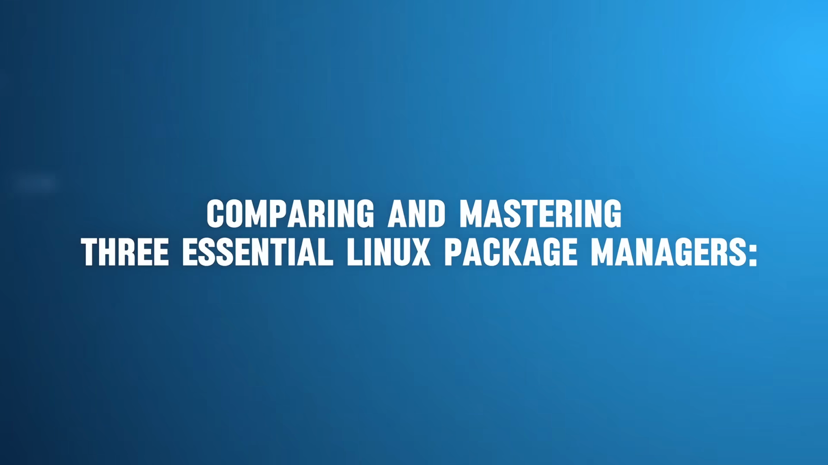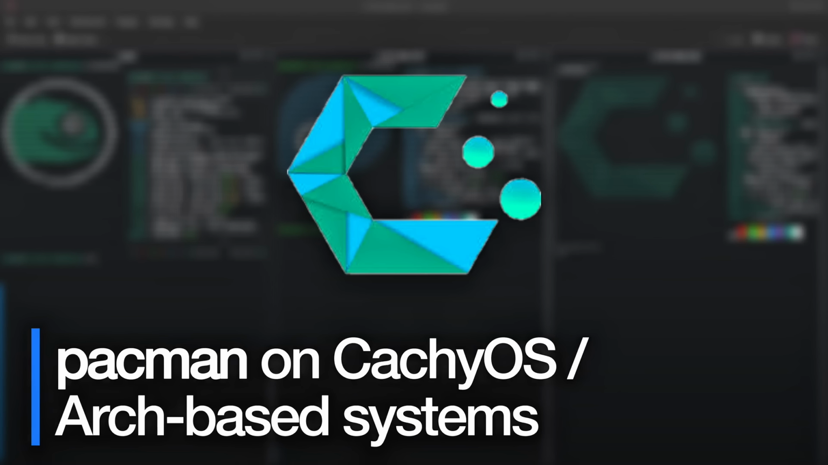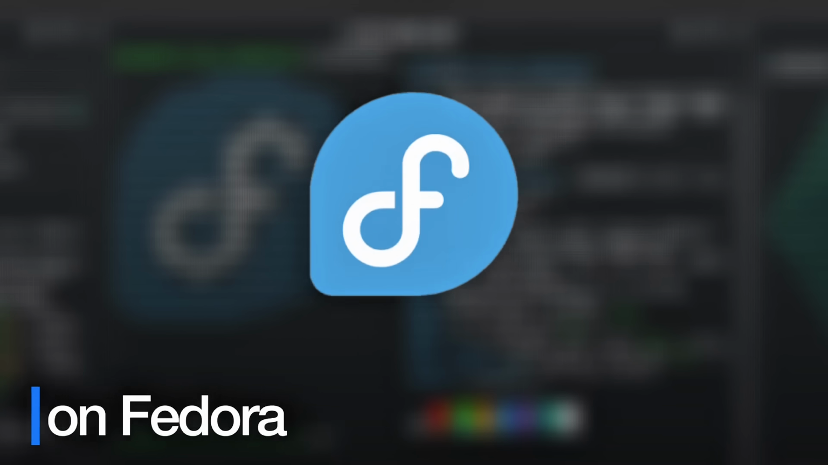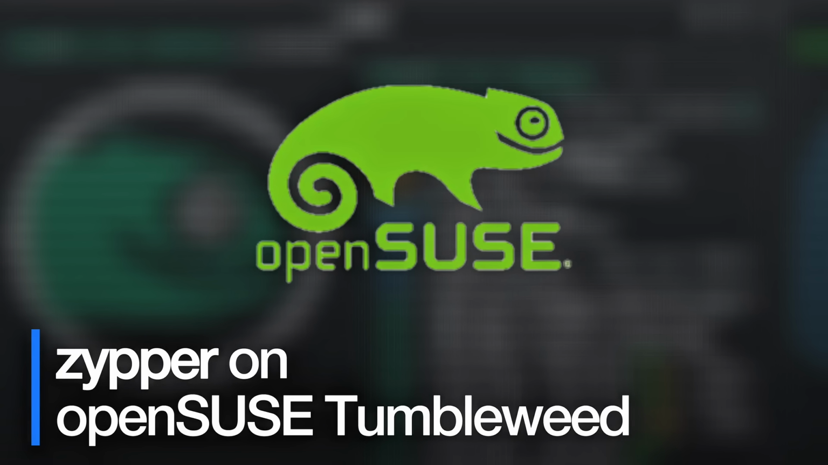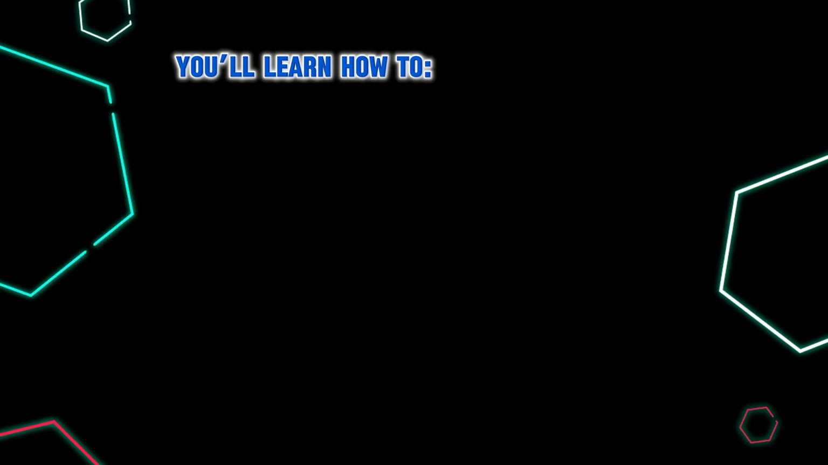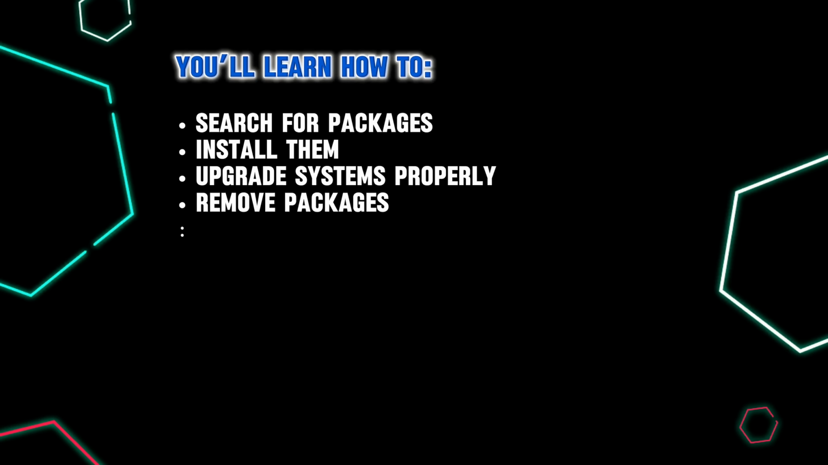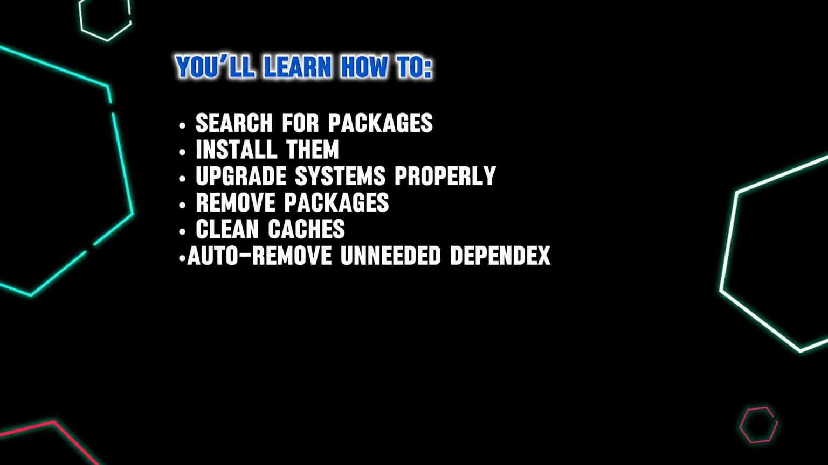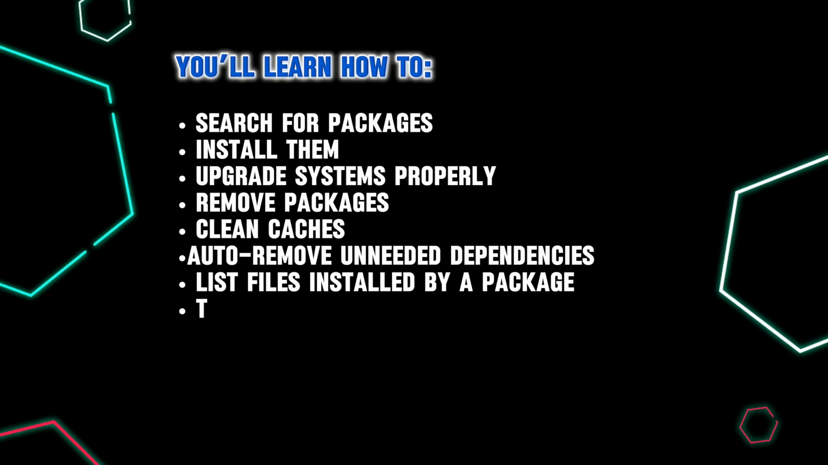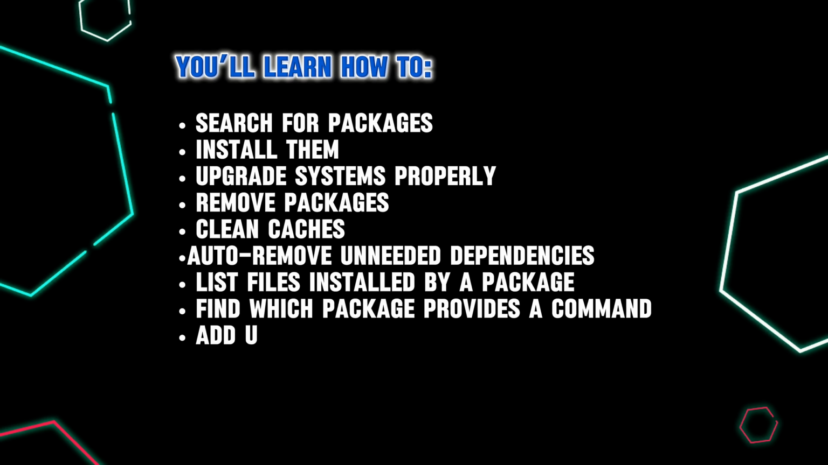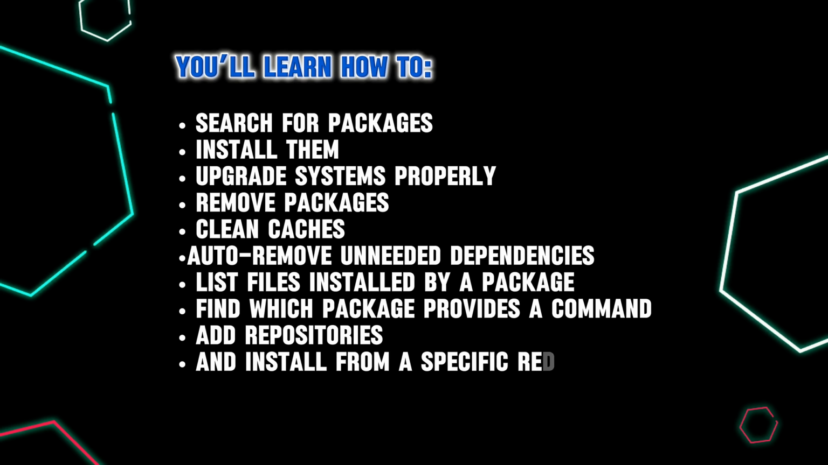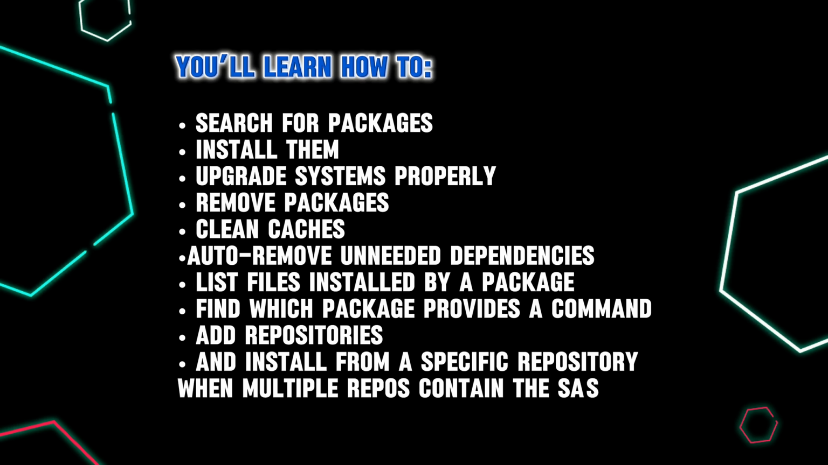Today we are comparing and mastering 3 essential Linux package managers: Pacman on CachyOS, Arch-based systems, DNF on Fedora Linux, Zypper on openSUSE Tumbleweed. You will learn how to search for packages, install them, upgrade systems properly, remove packages, clean caches, auto-remove unneeded dependencies, list files installed by a package, find which package provides a command, add repositories, and install from a specific repository when multiple repos contain the same package. Let's get started.